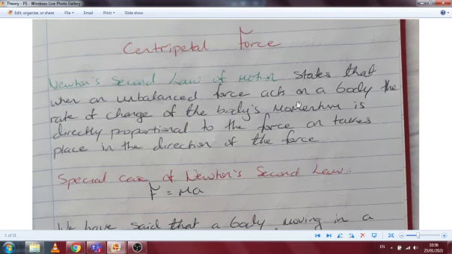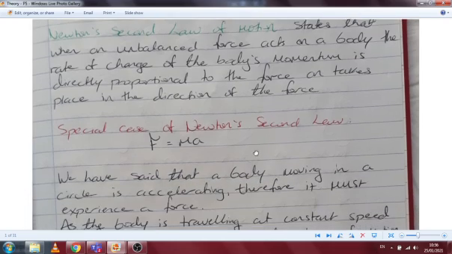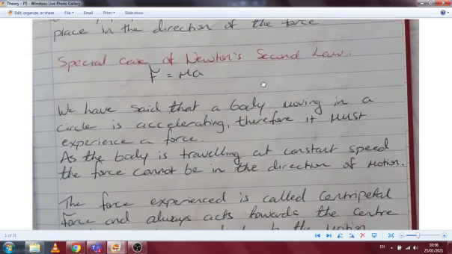So Newton's second law of motion states that when an unbalanced force acts on a body, the rate of change of the body's momentum is directly proportional to the force and takes place in the direction of the force. So that's often summarized down into the formula F equals ma, which is a special case of Newton's second law, and we've shown that experiment in the lab. So we're starting off from here. We've shown that F equals ma.